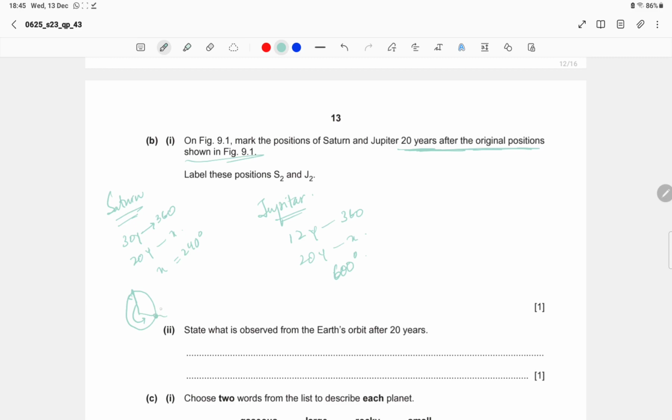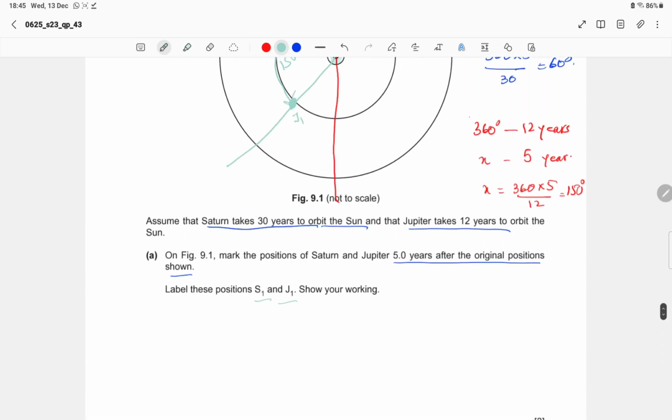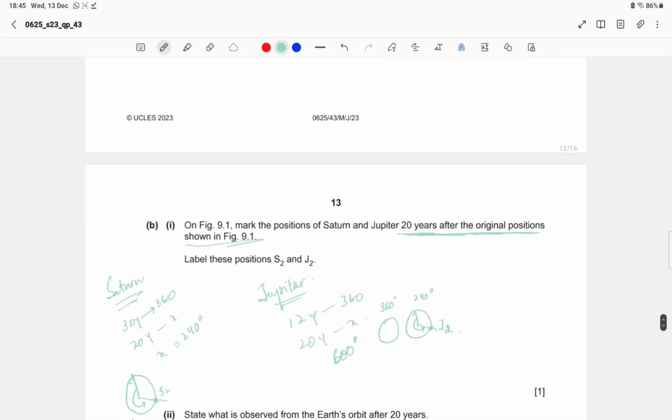So this is going to be your S2, which is going to be 240, and for 600, because it means that it has completed one rotation and now in the second rotation it is going to be at 360 degrees, and this is going to be 240 degrees. So it's going to be like this. Okay, the same thing. So this is going to be your J2. These are the positions that you have to make in your previous diagram. Okay, and label these things as they are.